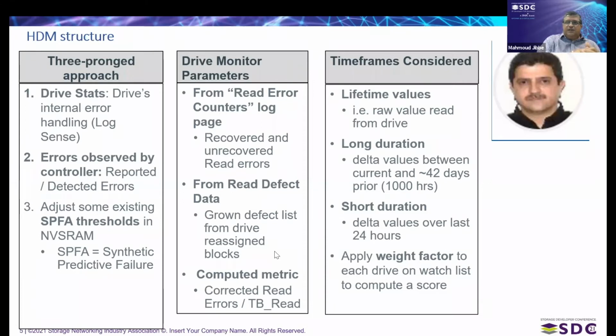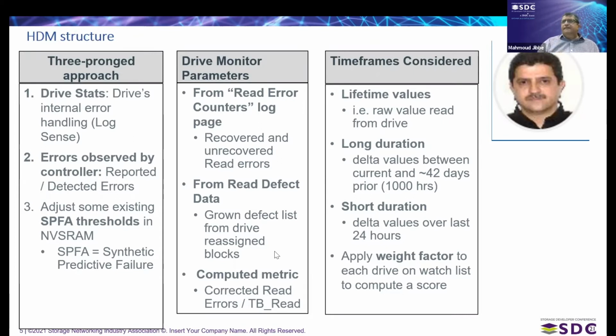We also have SPFA thresholds, which stands for synthetic predictive failure, where we put thresholds for these errors that I mentioned: the recovered error, media error, parity error, and so on. We have a threshold that says, for example, this has to be less than 50 in 24 hours, and so on. So that's the first pillar.